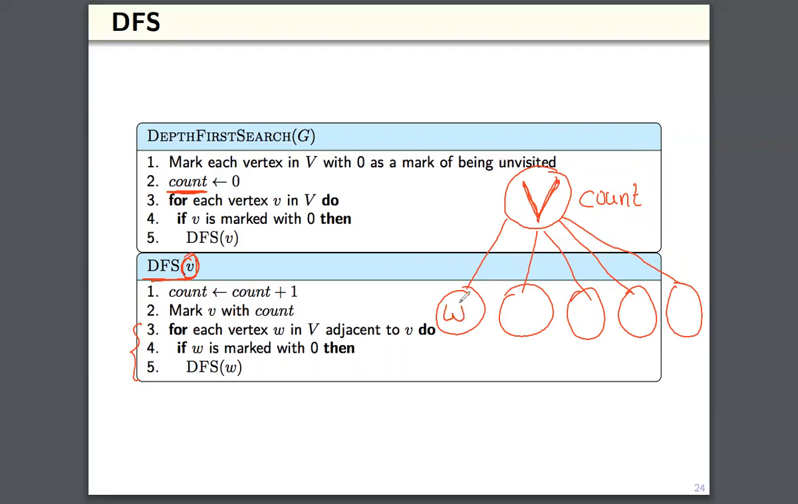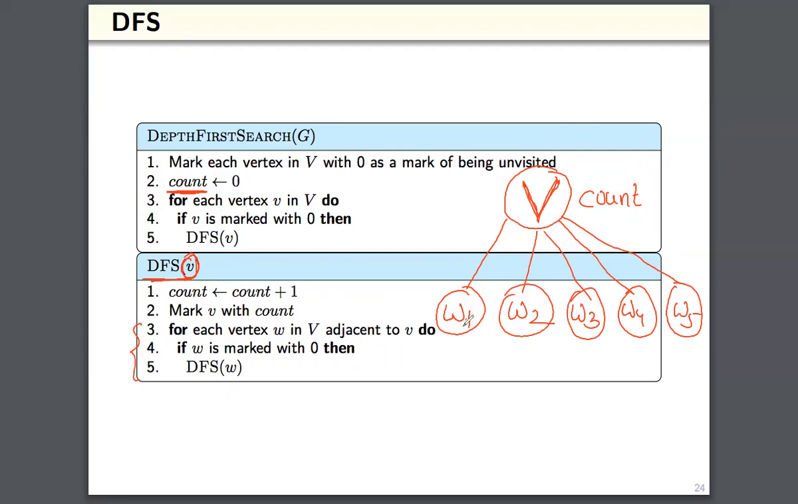Suppose this is W1. Suppose this is W2. Suppose W3, W4, W5 are neighbors of V. What do you mean by neighbors? That means from V, you can go to W1 directly via an edge. From V, you can go to W2 via an edge, and so on. These are the neighbors of V.